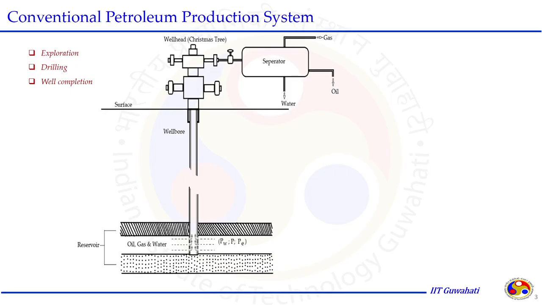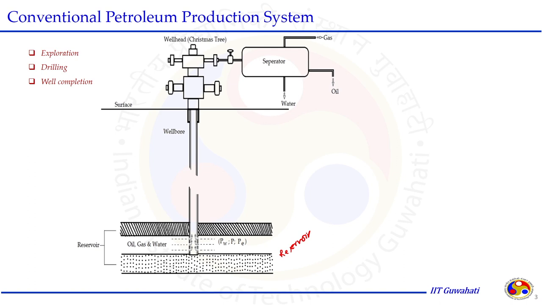The conventional petroleum production system is shown in this diagram. You can see there are three components. The bottom part is called the reservoir, where the hydrocarbon fluids are stored. In this picture, it looks very systematic: oil, gas and water. These are the three fluids that are present in the reservoir, but they are not in this simple manner. There is a very complex, porous and permeable region where these fluids are stored. We will discuss this in later slides or in other lectures.